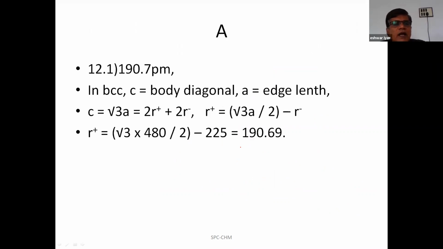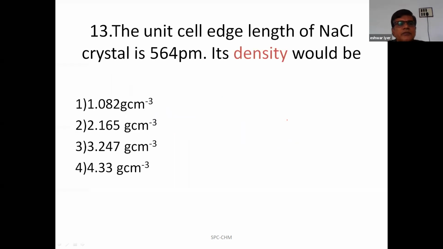Look at this. The answer is 190.7 picometer. So in BCC, C is the body diagonal. A is the edge length. How they are related, it is this. And R plus, you get this formula. So substitute R minus, you get 190.69, rounded to 190.7 picometer.